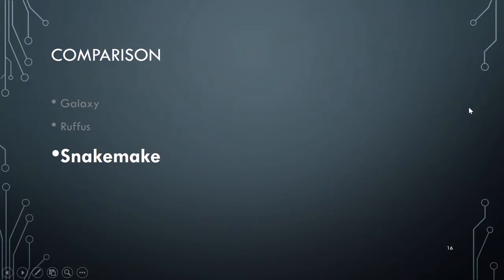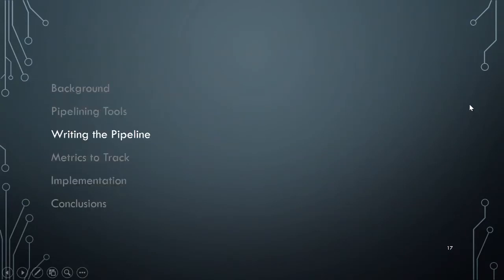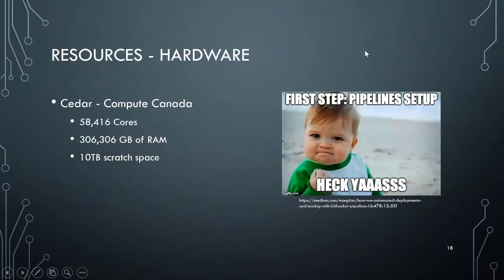With Snakemake, I'm going to go through some toy examples of how you would write specific rules and what that entails. The resources I had available to me, which I think a lot of you have access to as well, are Compute Canada resources. Specifically, I was developing on Cedar, which is based over at SFU, not too far from UBC here. It's a beast of a machine.